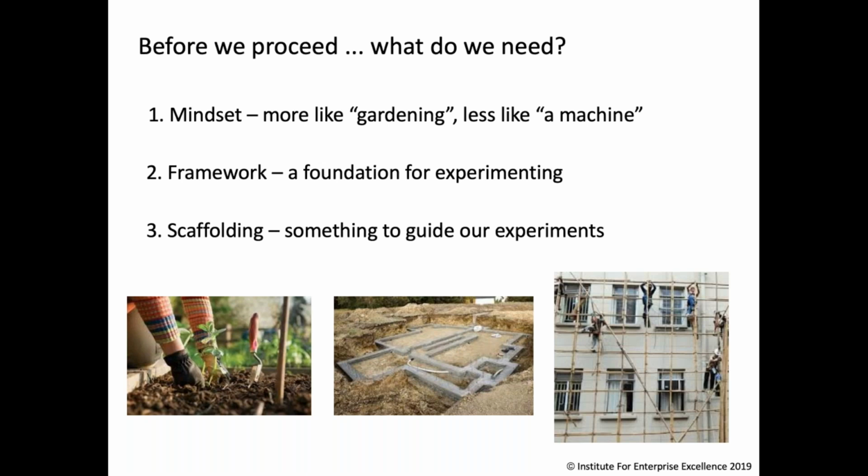And then thirdly, some idea about scaffolding. Here's scaffolding for a building. You can even think about scaffolding for a garden. You put a trellis up there and that's where you want the plants to grow, to hang on, whether it's something like tomato plants or grapevine or whatever. So some sort of scaffolding. And I'm going to be breaking these down into specific parts and talking about how we're going to think about mindset, framework, and scaffolding for experiments around leader standard work.